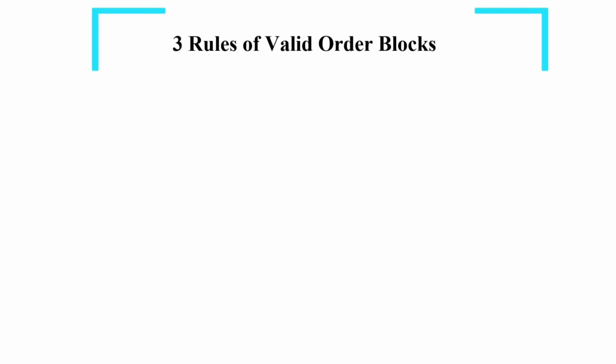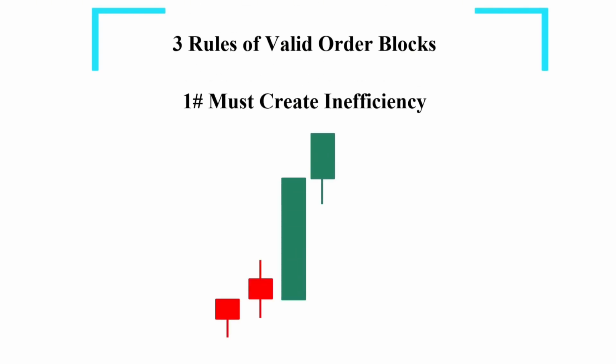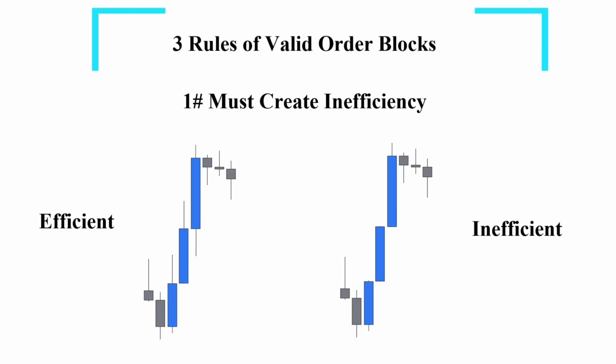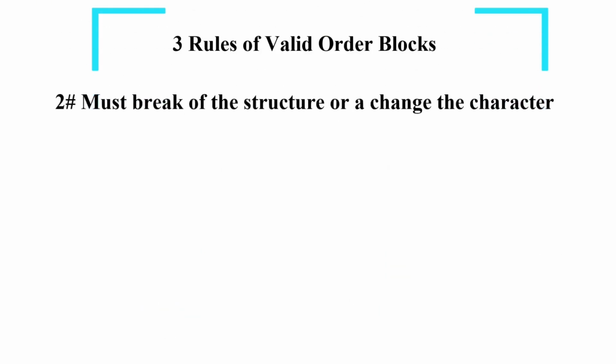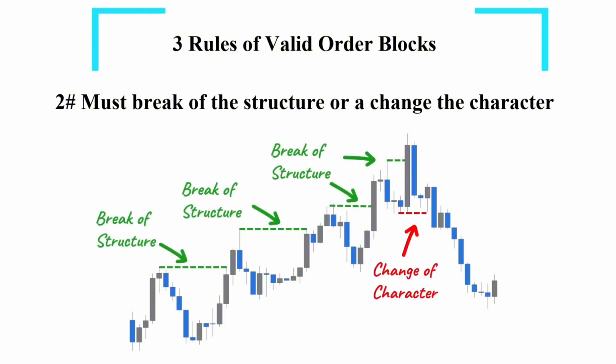We have three major rules for identifying a valid order block. First, it must create inefficiency. Inefficiency occurs when we have drastic moves that create gaps between the shadows. These are examples of efficient and inefficient moves. Second, it must lead to a break of the structure or a change of character.